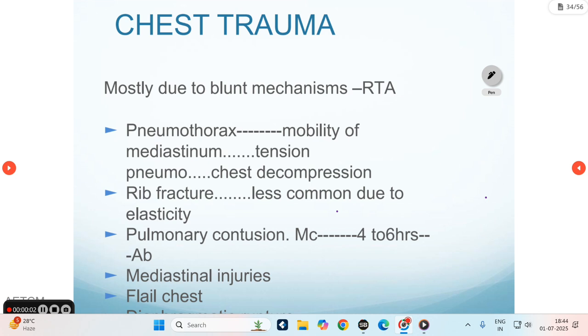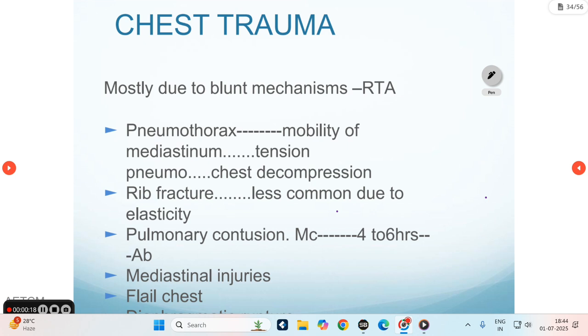Welcome to AETCM. Today we'll be continuing our second session on pediatric trauma. In the first session, we have already covered how to proceed with the primary survey. In this one, we'll be briefly covering the secondary survey. First and foremost, we'll be going with chest trauma.